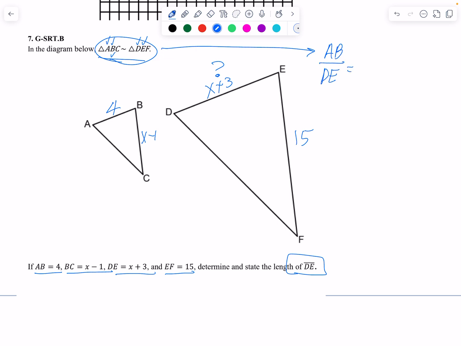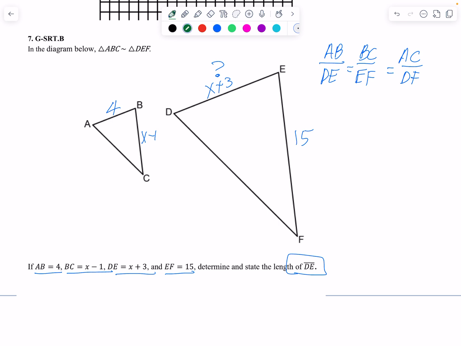Next, I'll do middle, right, middle, right. And then finally, we have left, right, left, right. AC over DF. So once again, once you have the triangle names, it's easier to just set up the proportion by following a pattern. So left, middle, middle, right, and left, right.